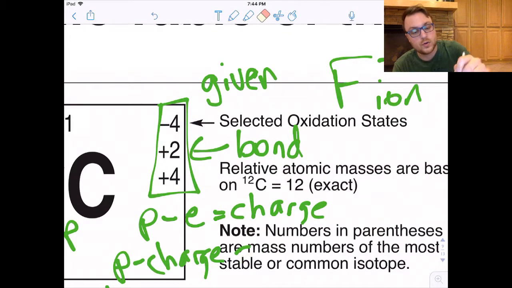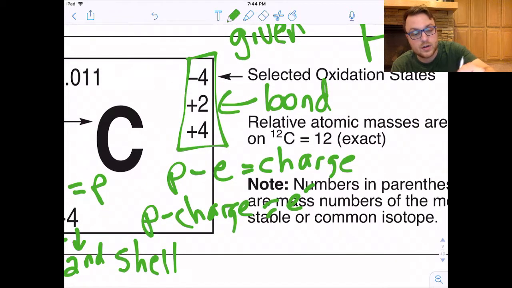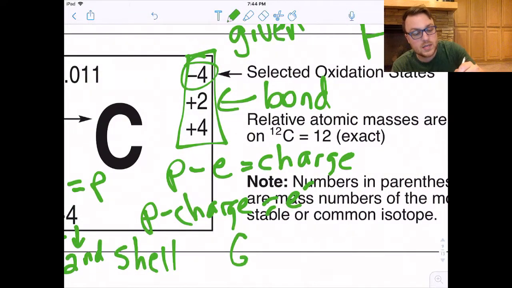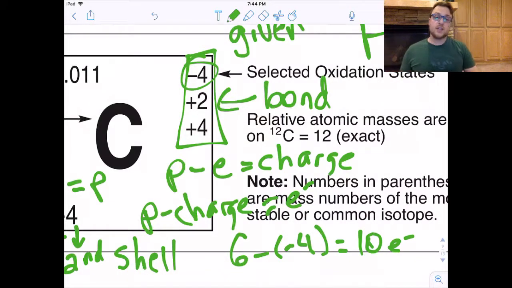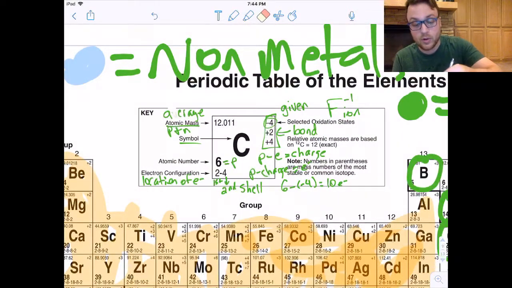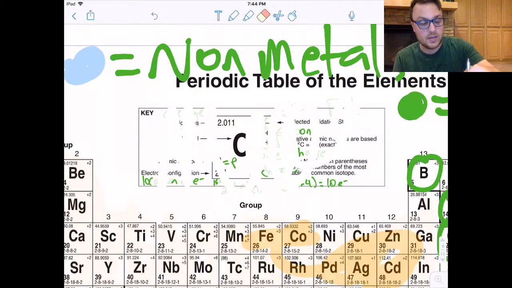So if you know you have a charge of -4, so let's say you were looking at this charge right here, -4, you know carbon has 6 protons. 6 minus a -4 will give you 10 electrons. So there's a lot of information you can just get from the numbers just given to you on the periodic table. A lot of information.